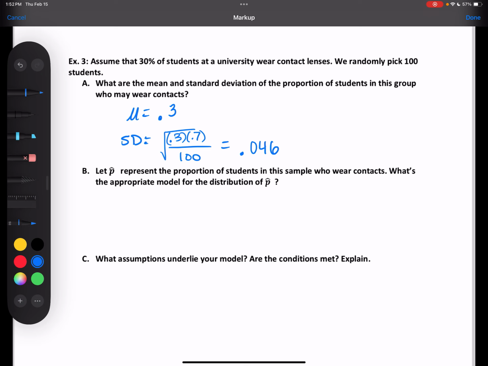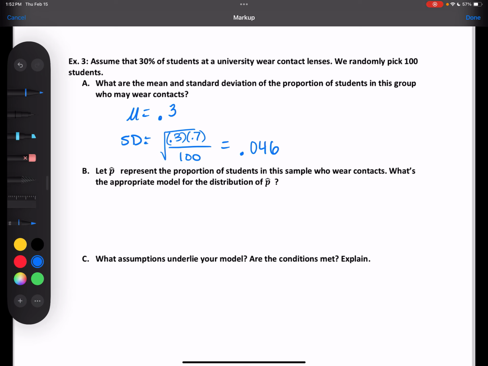All right, let P hat, oh look, the little hat's on it this time, represent the proportion of students in this sample who wear contacts. What's the appropriate model for the distribution of P hat? So are the conditions met? It's the first thing we always want to check.